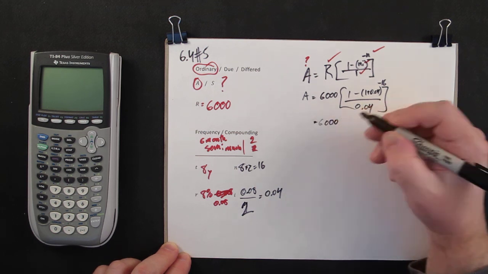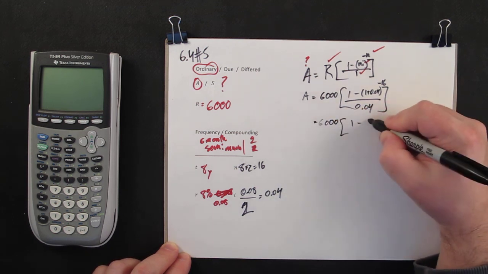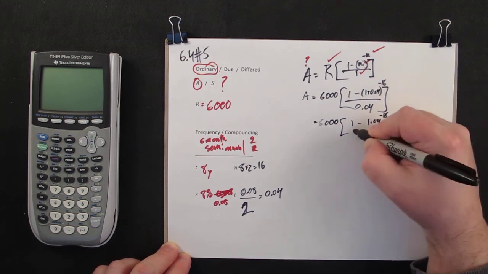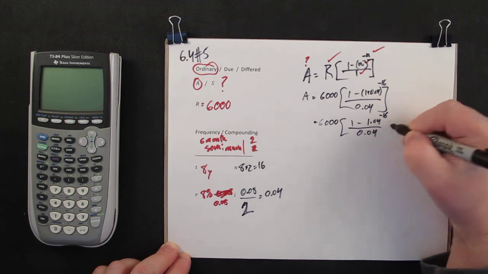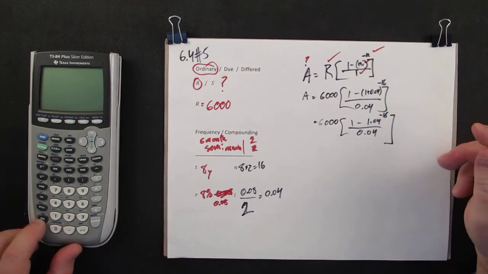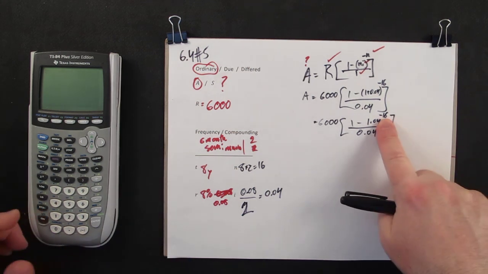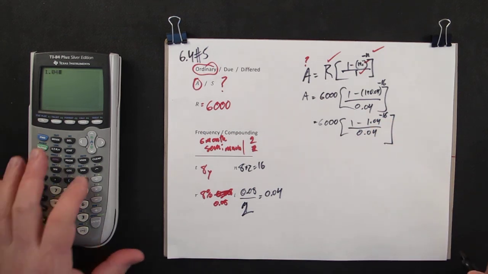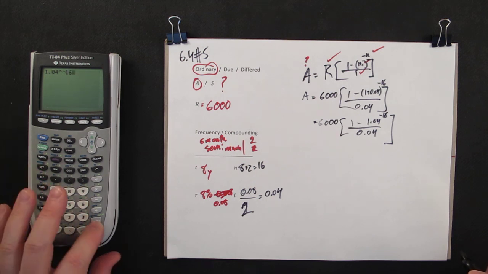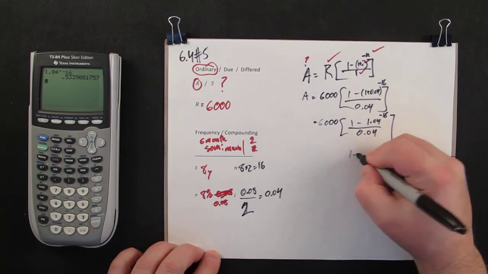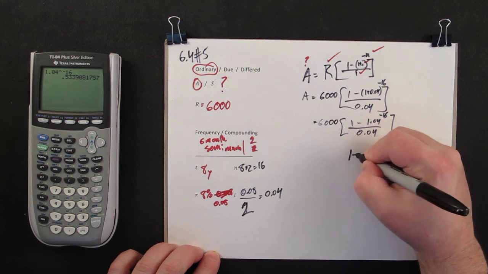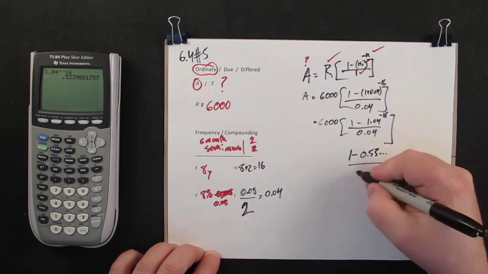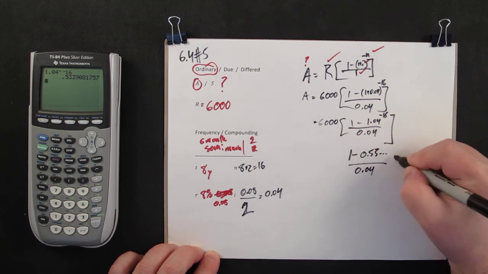So 6,000 times 1 minus 1.04 to the minus 16 over interest per period. So again, because this is negative, this term is going to shrink. So it's 1 minus 0.53. Keep all the decimal places in the internal calculation.